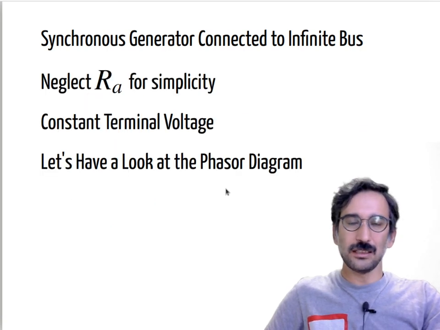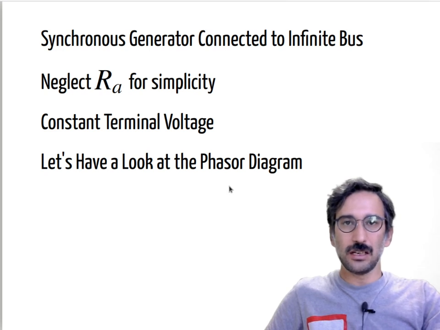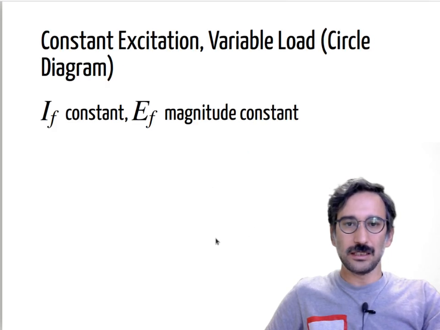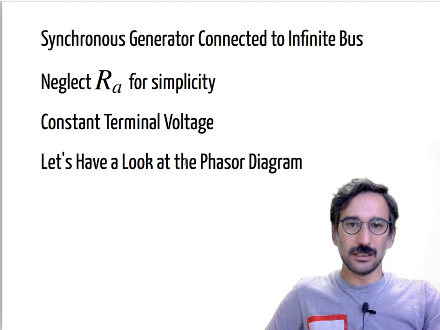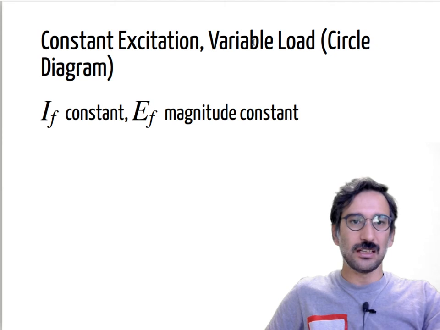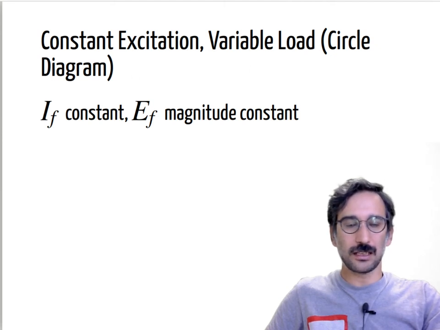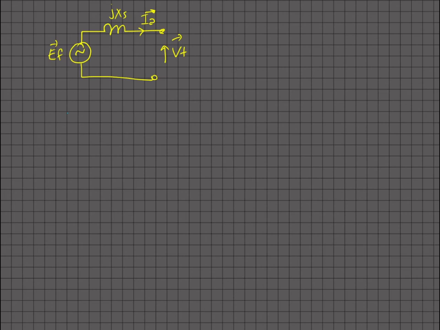So for now, let's ignore armature resistance and have a look at the phasor diagrams. First, let's say you have constant excitation and variable load, which is called the circle diagram. So here we are looking at the case with constant excitation, or constant IF. That means the EF magnitude will be constant.